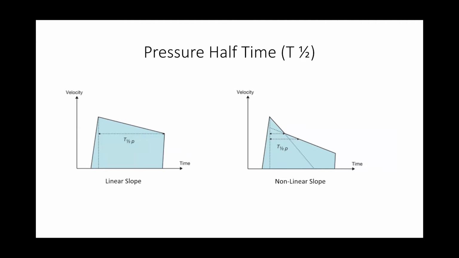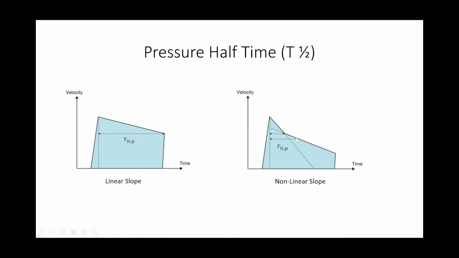For pressure half time, you can get two kinds of slope. One is the linear slope, which is simple. You just need to trace that, and you can get your pressure half time. But sometimes you get a non-linear slope, or a bimodal slope. Then it's very confusing where we should be measuring the pressure half time, because this is a slope. Either you can measure it here, or you can measure it here.